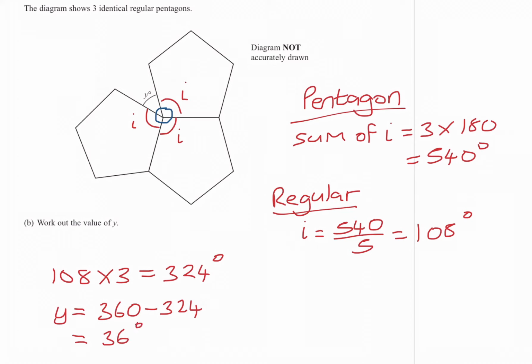So just to recap on that, the first thing is to notice that there are 3 identical regular pentagons. Okay, so there's 5 sides, and the sum of the interior angles on each of them is going to be 540. That means each of the interior angles is going to be 108, which we found down here. We know that there's 3 of them, which is why we multiply it by 3, and then we take the 3 of them together away from 360, and that's because all the angles meet at a point, and then we're left with 36 degrees as our final answer for the size of y.